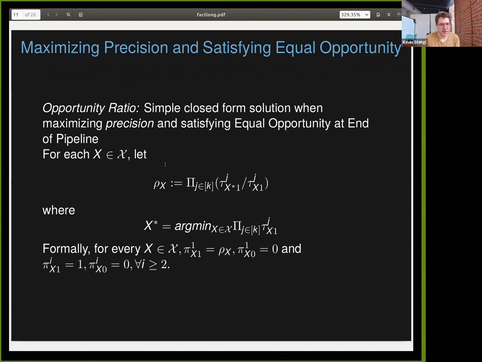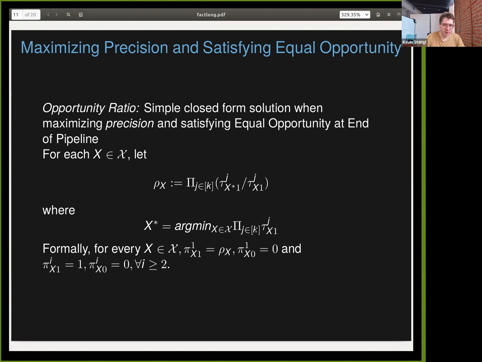And it's very satisfying because it's a simple closed form solution. If you just care about maximizing precision and you have this pipeline, this is the best thing you can do given our modeling assumptions in this scenario. And it's closed form, it's perfect. It basically just says, you look at the groups and you look at the probability that if you just pass every test, you get through to the very end. There's going to be some group that has the minimum probability of this.